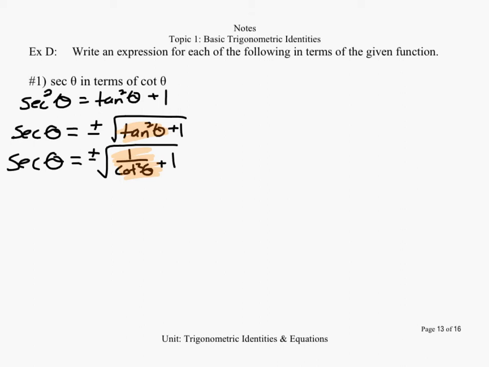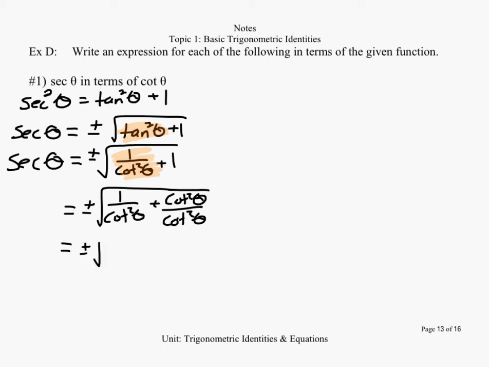The left side's not going to change, so I'm not going to keep writing it down. You can write it down if you want, but you don't need to. So I'm going to change the 1 to cotangent squared of theta over cotangent squared of theta. Anything divided by itself is 1. So we have not changed the value, we just changed the way that it looks. Once you have common denominators, you are to add the numerators, leave the denominators the same. The numerators are not like terms.